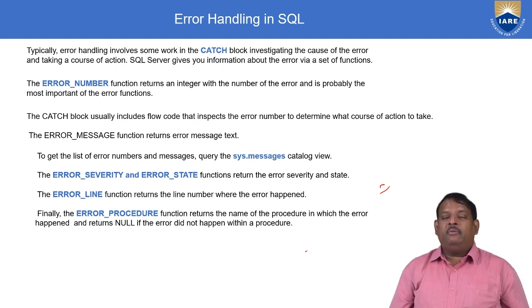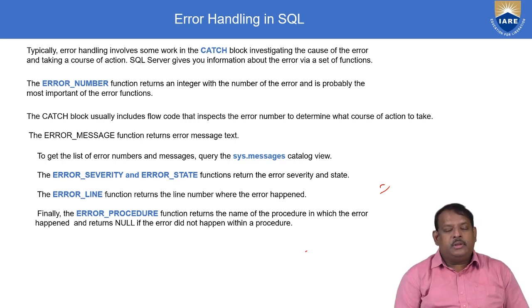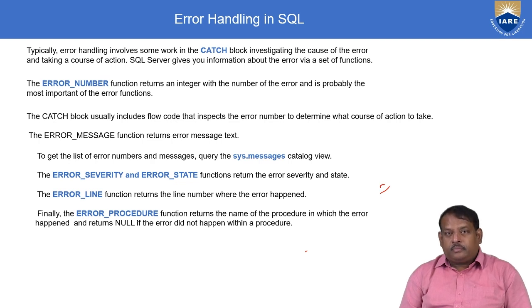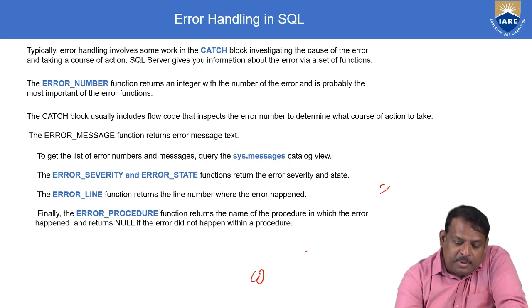So for example, it could be 107. If my error number is equal to 107, you print, cannot divide by 0, provide a valid number. Okay, that is the error number. Similarly, we have the error message. The error message function returns the error text. Like you have the error number. What does error number mean?